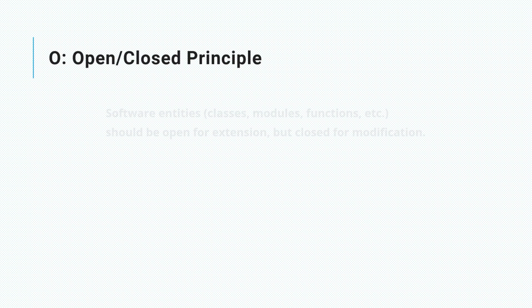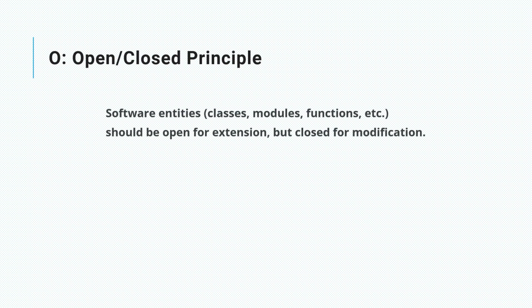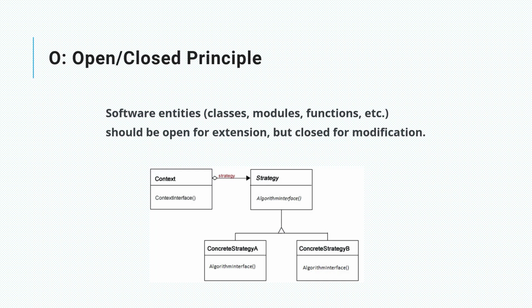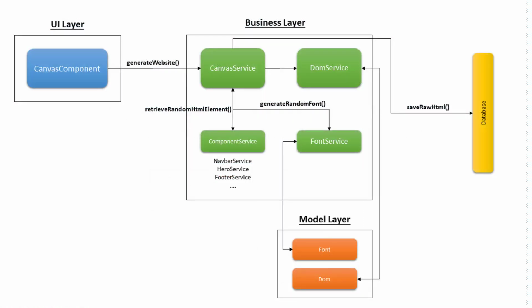Open/closed principle. The open/closed principle states that software entities, classes, modules, functions, etc., should be open for extension, but closed for modification. Now, what does it mean by extension and modification? Here, extension means adding new features to the system without modifying that system. Plugin systems are the main example of OCP, where new features are added without modifying the existing ones.